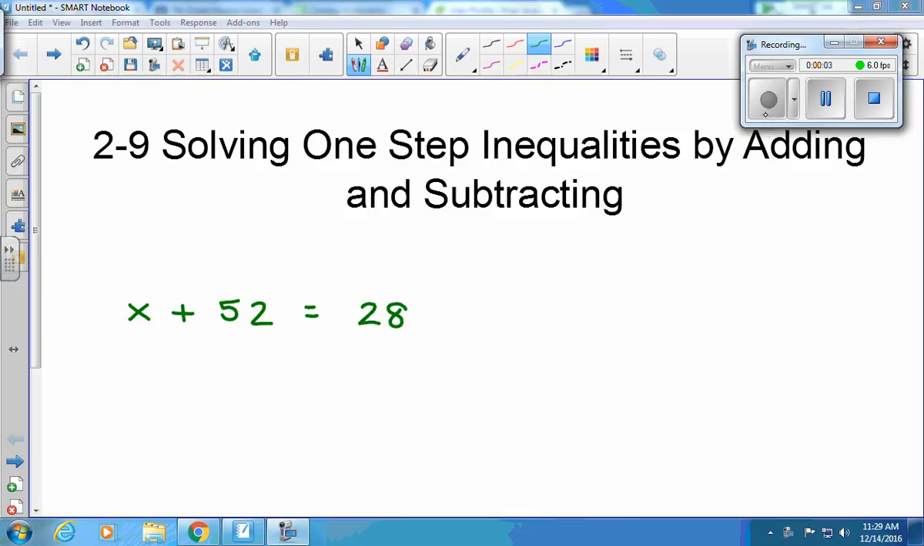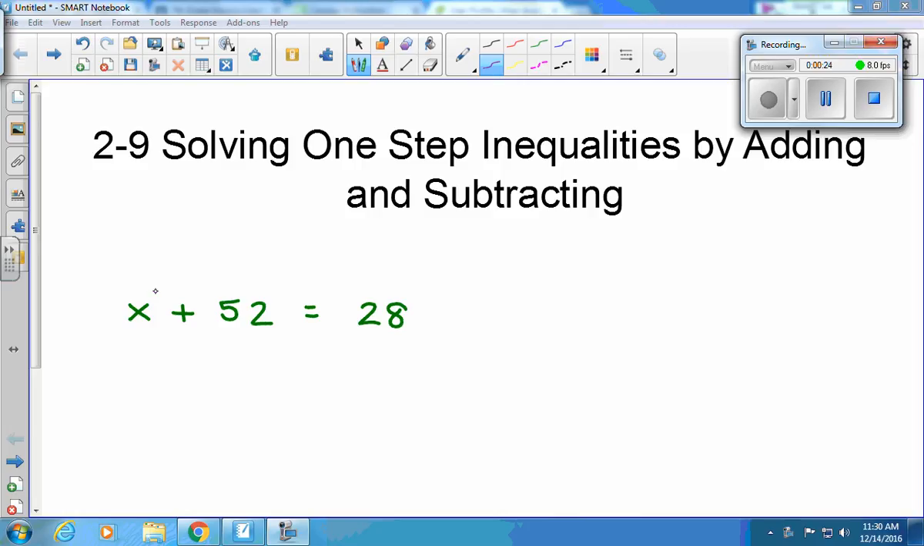2-9, solving one-step inequalities by adding and subtracting. Like I said, adding and subtracting inequalities is the same thing as adding and subtracting with equations. So if I give you the problem, x plus 52 equals 28, Gabby, how did I figure out what x was?